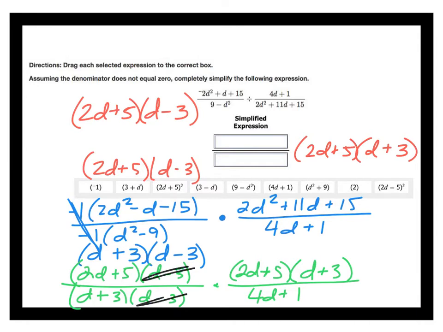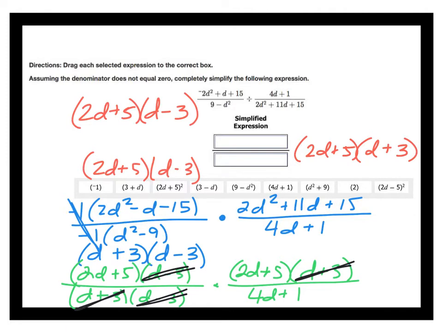Well, the d minus 3's cancel out because top to bottom they have the same value. That means they cancel out and they give you a value of 1. It's like dividing something by itself. That's why it, quote, cancels out. The d plus 3 and d plus 3, they also cancel out because, again, top and bottom. Even though it's diagonal, it still acts the same way as the d minus 3's did.